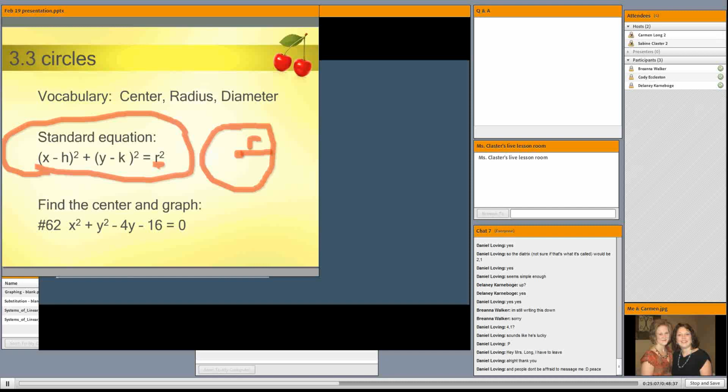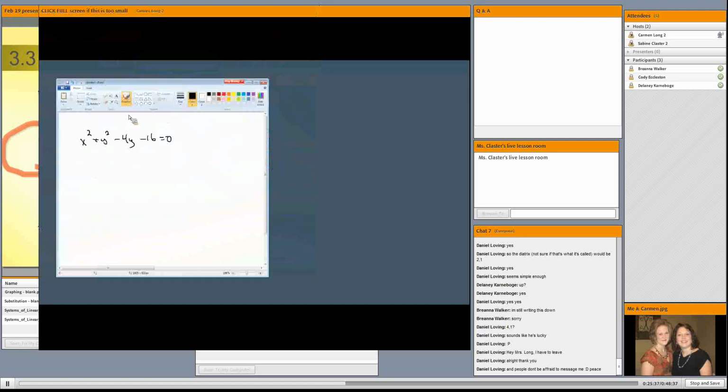All right, it was x squared minus 4y minus 16 equals 0. Well, that makes a difference for y. All right, let me get this where y'all can see what I'm writing. Okay. We want to find the center, and we want to sketch a graph.